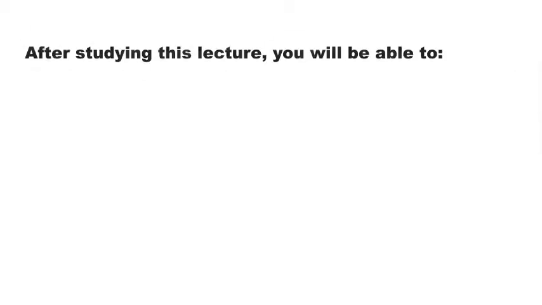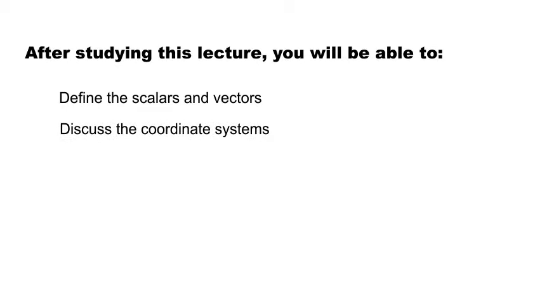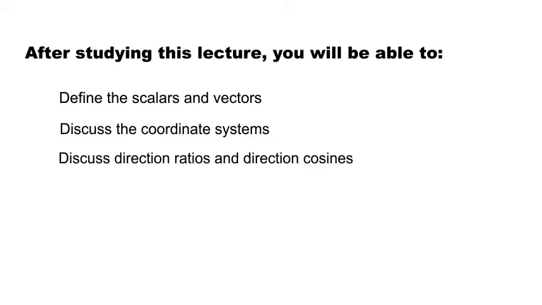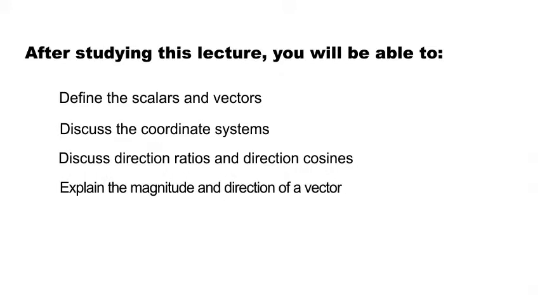And after this lecture, we will be able to learn the following objectives. Define the scalars and vectors. Discuss the coordinate systems. Discuss direction ratios and direction cosines. Explain the magnitude and direction of a vector.